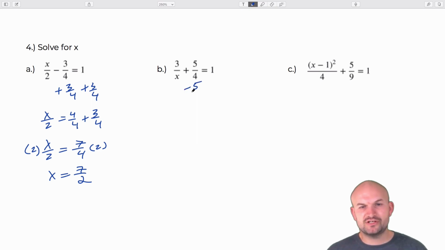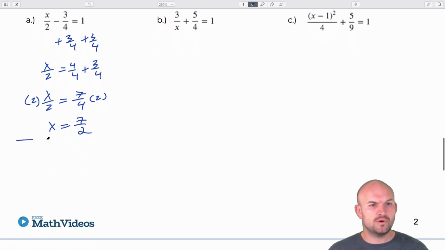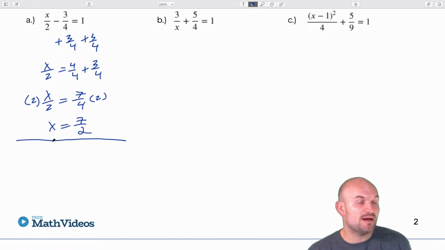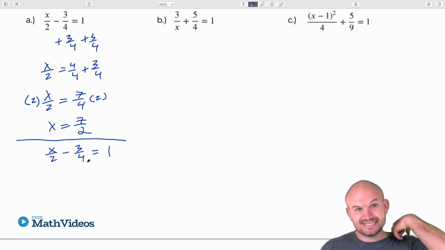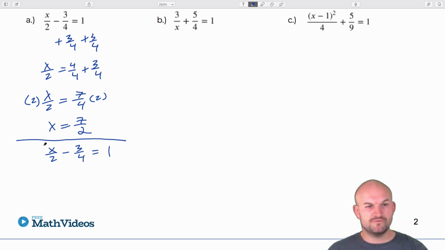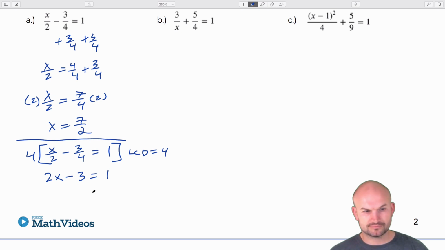In the next case, you could do the inverse operation. Another way you could look at the problem is just multiply by the LCD. And in this case, this is my preferred method, the LCD is going to be 4. So if you just multiply everything by 4, I get 2x minus 3 equals 1.